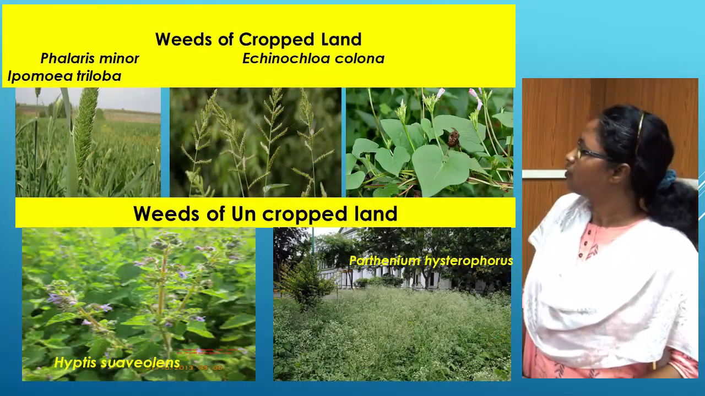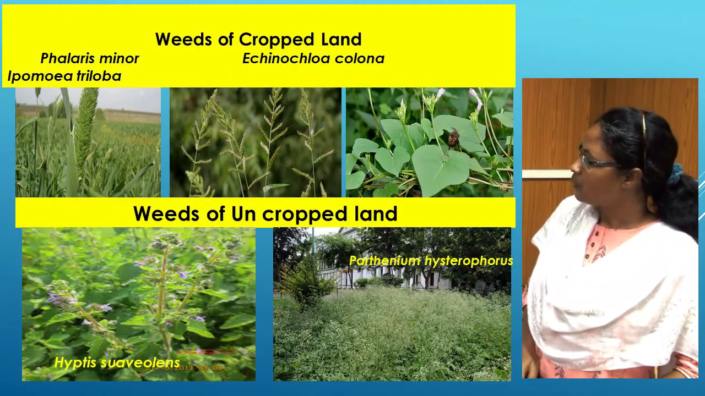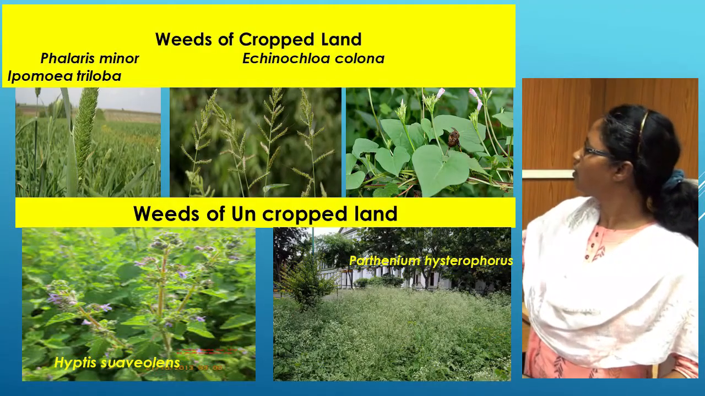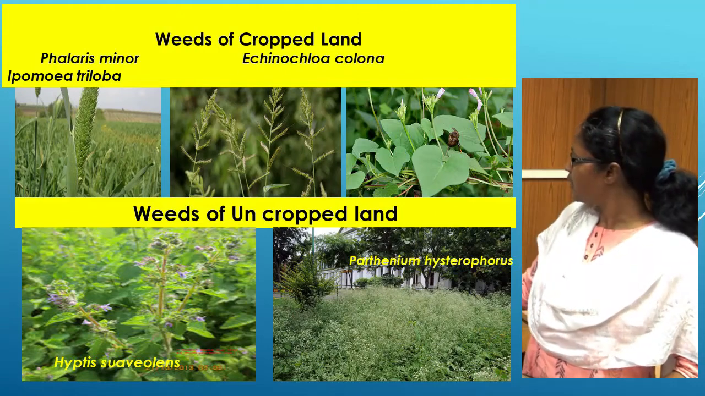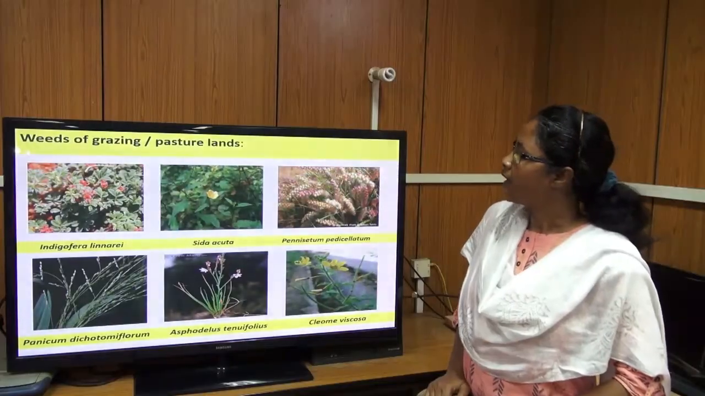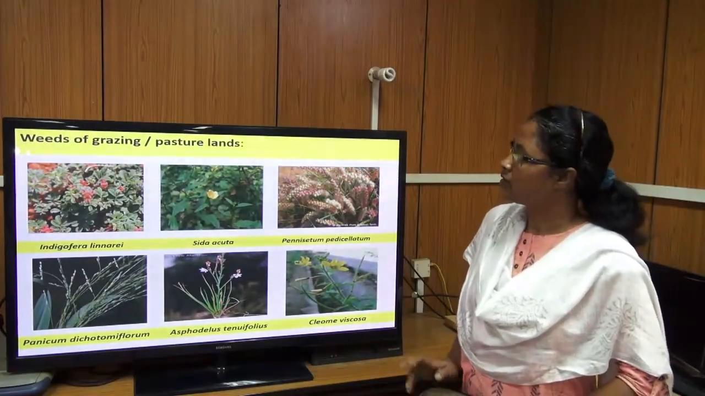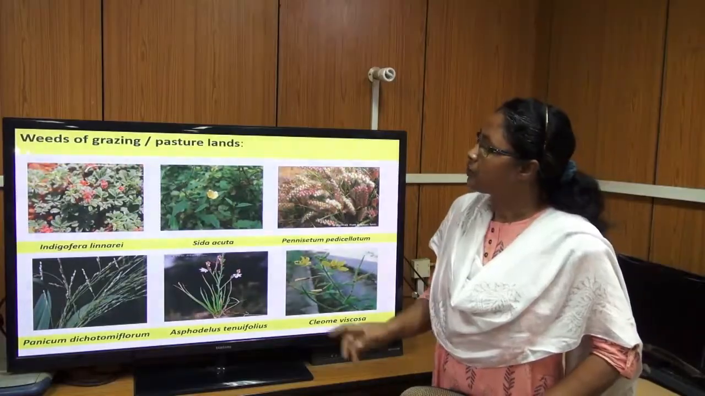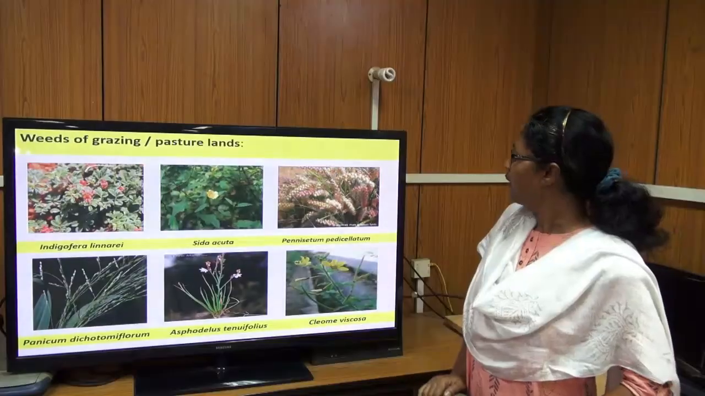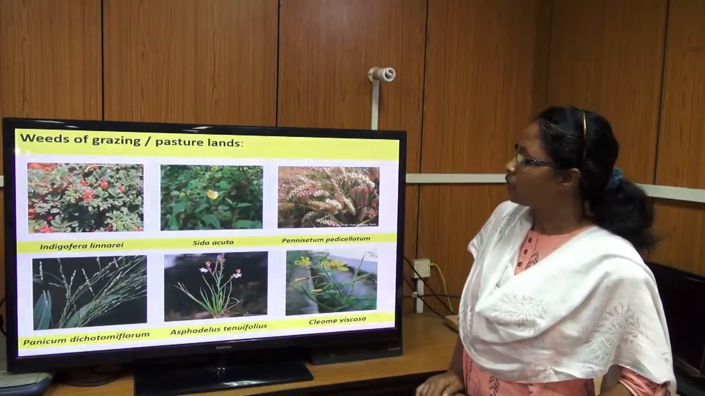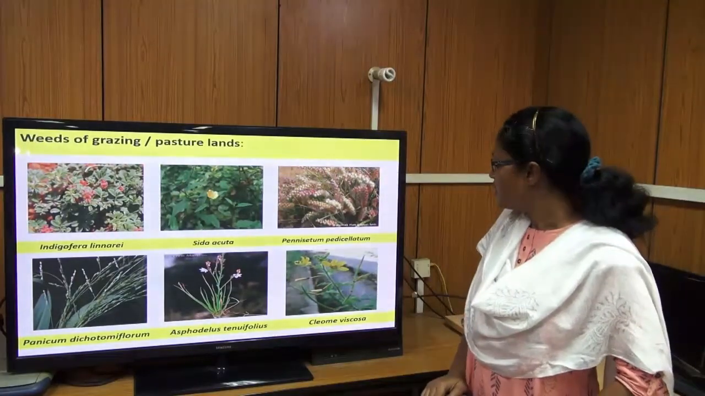These are the pictures of cropland weeds and uncropped wheat. Phalaris minor, Echinochloa colona, Ipomoea triloba, Hyptis suaveolens, and this is Parthenium hysterophorus. Weeds of grazing land or pasture lands, which is commonly found in these type of lands. So example is Indigofera linnaei, Sida acuta, Pennisetum species, Panicum dichotomiflorum, Asphodelus tenuifolius, Launaea viscosa.